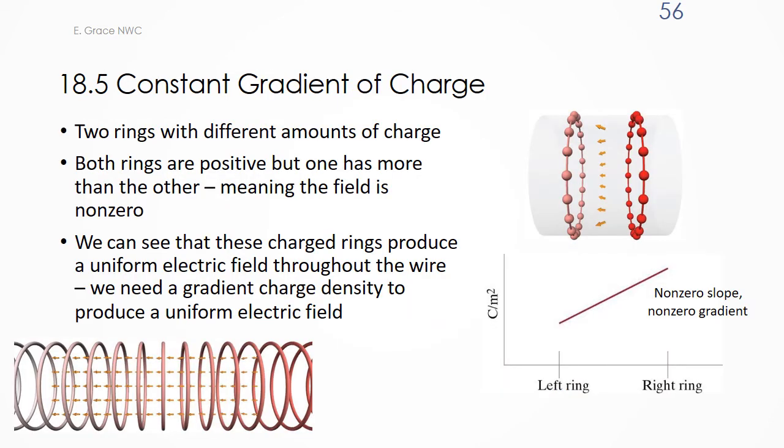Moving on, if we look at a constant gradient of charge, now if you've got two rings with different amounts of charge, both rings are positive, but one has more charge than the other, meaning the field between them is non-zero. So unlike our previous example, where they had the same charge, there's basically nothing going on between them. But if it's slightly different, you can see that the field is now going to point along the wire. And so it's going to start to produce a uniform electric field throughout the wire. So you need that gradient of charge density to produce that uniform field.